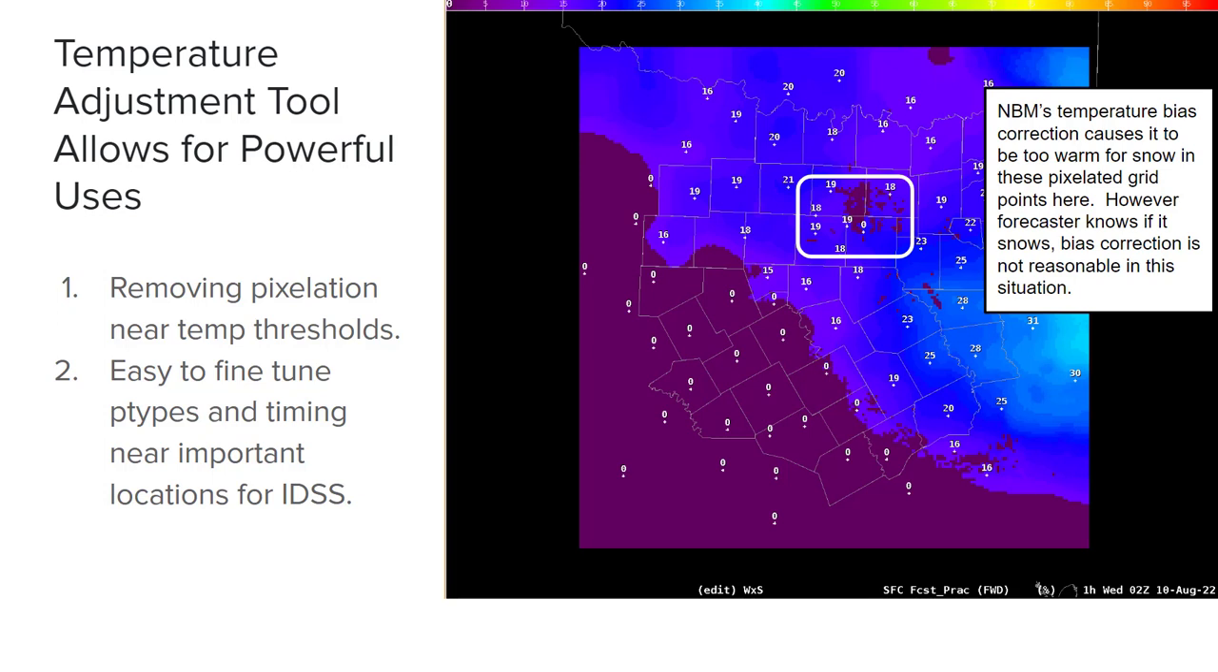Here we are with a slight chance of snow forecast, but there's a noticeable hole over the DFW Metroplex urban area. This is a result of the NBM's temperature bias correction, learning that on sunny days and clear nights, the urban heat island effect is in full force. However, the forecaster knows that if it does snow, the bias correction is not reasonable. Temperatures will be uniform over the area, so a forecast of snow should be as well.